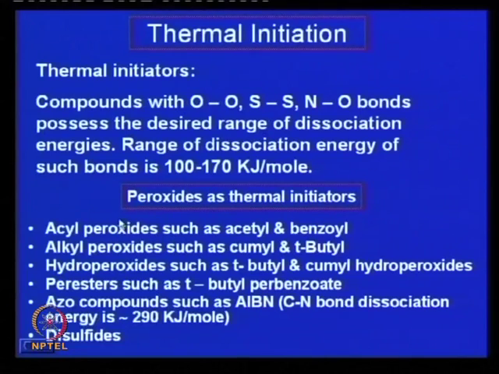Okay. Now, peroxide compounds or azo compounds can be used as thermal initiators: acyl peroxides such as acetyl and benzoyl peroxide, alkyl peroxides such as cumyl and tertiary butyl peroxides, hydroperoxides such as tertiary butyl and cumyl hydroperoxides, per esters such as tertiary butyl perbenzoate, azo compounds such as 2,2'-azo-bis-isobutyronitrile, where the C-N bond dissociation energy is quite high, but the N-N bond breaks, and disulfides or organic thiols can also be used as initiators for polymerization of olefinic monomers.